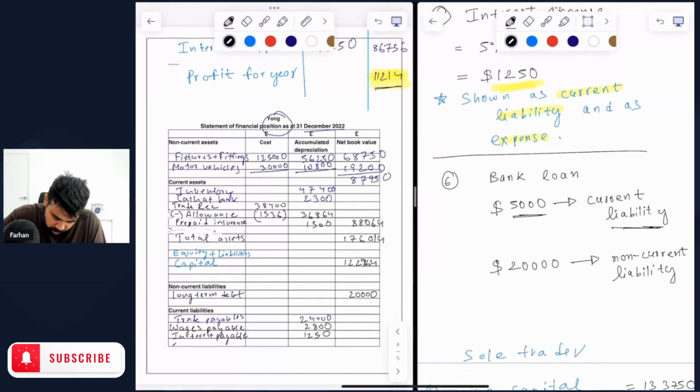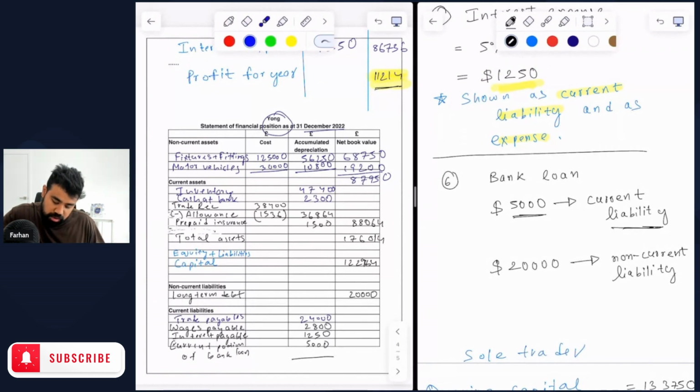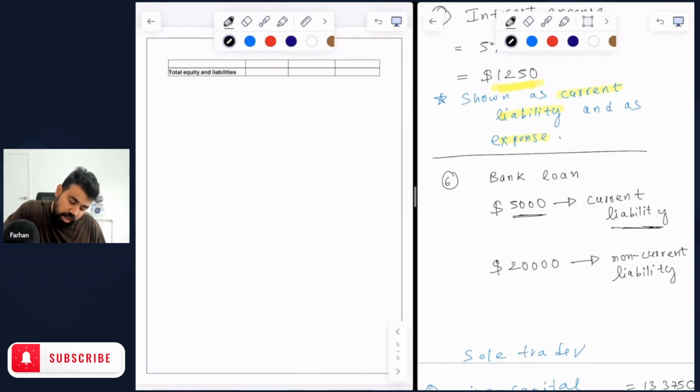So current portion of bank loan, and that is 5,000. It's a current liability because we're paying it in the next 12 months. And then after these 4 current liabilities, we do not really have anything else. So let's find the total for the current liabilities. You add 24,000 with 2,800 with 1,250 and 5,000, and you should get 33,050. Okay.